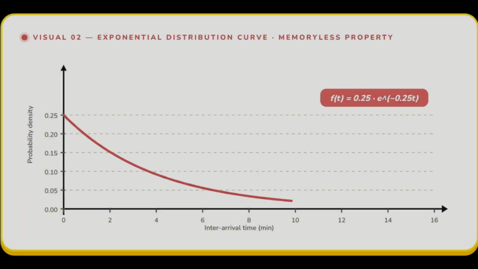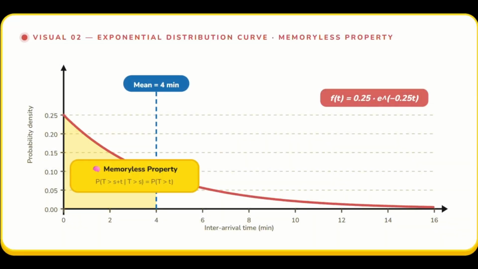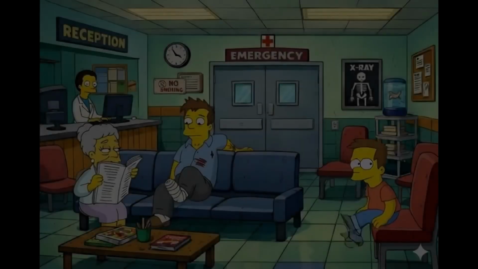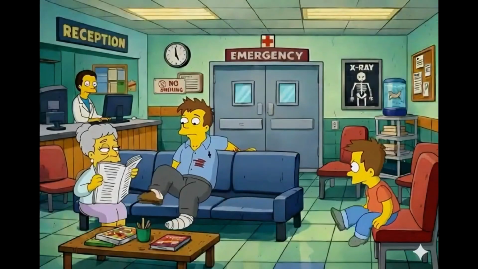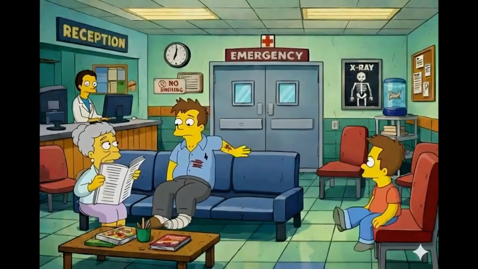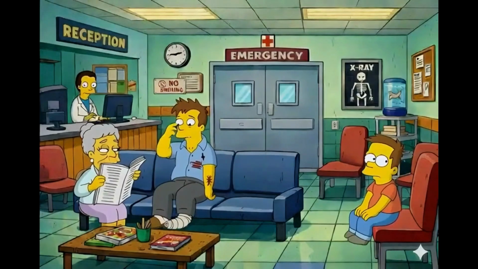Why? Because each arrival is a random event. The probability of someone arriving in the next minute is the same, regardless of whether 30 seconds or 10 minutes have passed since the last patient. This memoryless property makes the exponential ideal for this process. Exponential times capture that sense of chaos in emergencies, where anything can happen suddenly.